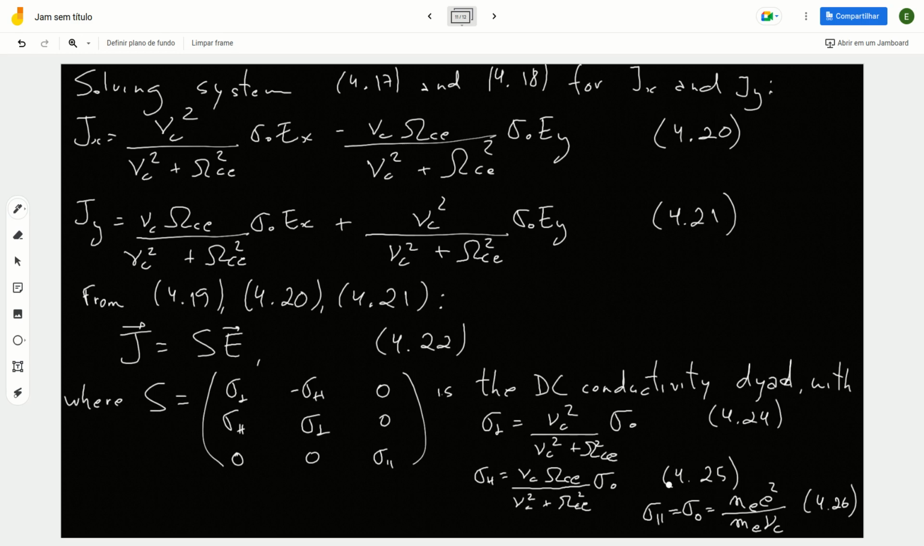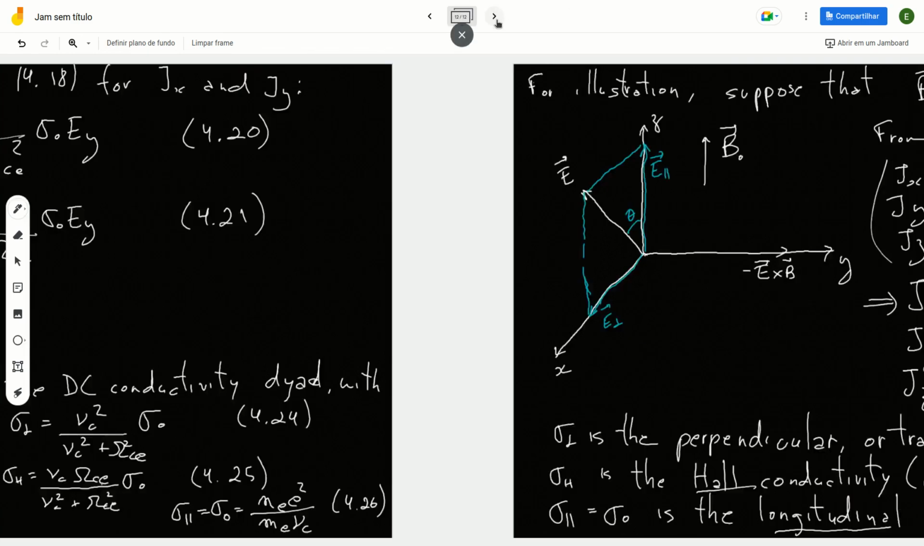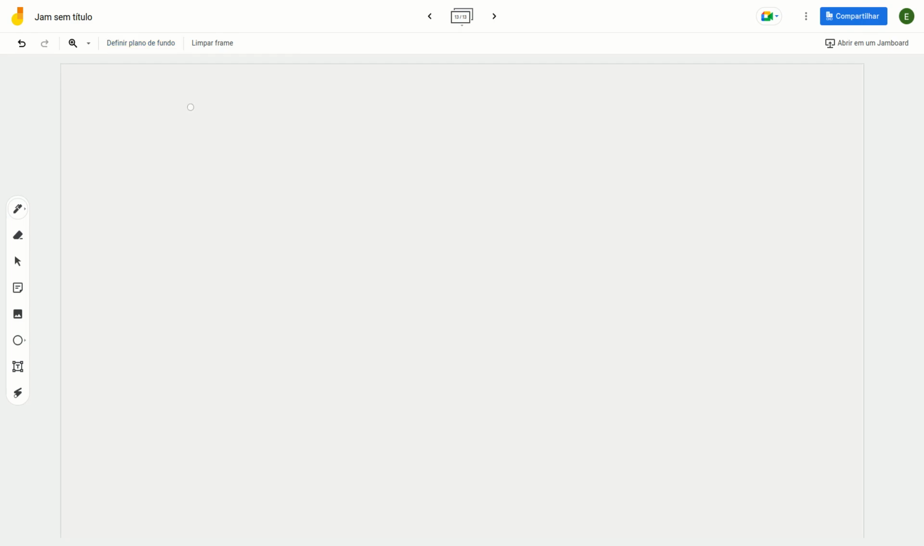If you have no background field, then this term, the cyclotron frequency, is 0 because it's proportional to B. So in the absence of background field, this is 0, and then it will be equal to sigma 0, and this is 0, and the same here. So we'll have just sigma 0 here, and then you have an isotropic plasma.